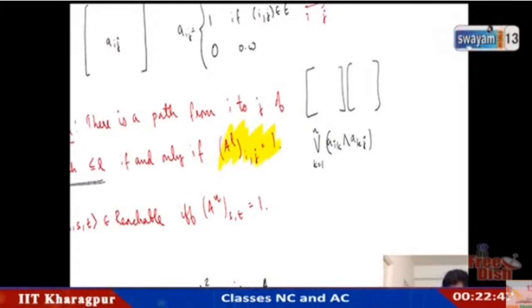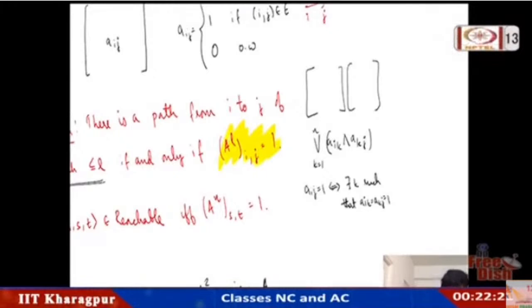So the ijth entry of A squared is 1 if and only if there is a k such that a_ik and a_kj are both 1. Which means we can reach from i to k in 1 step and k to j in 1 step. So which means you can reach i to j in 2 steps.